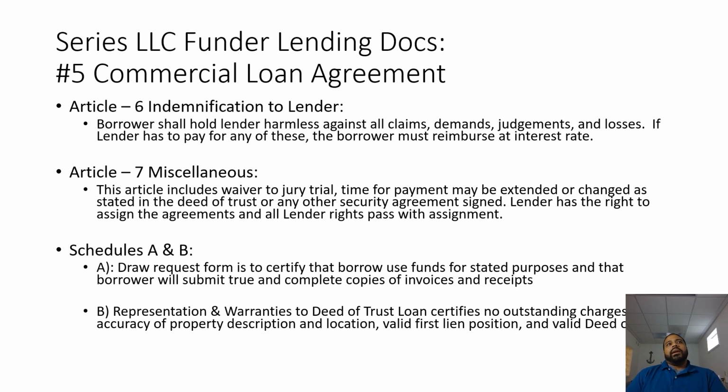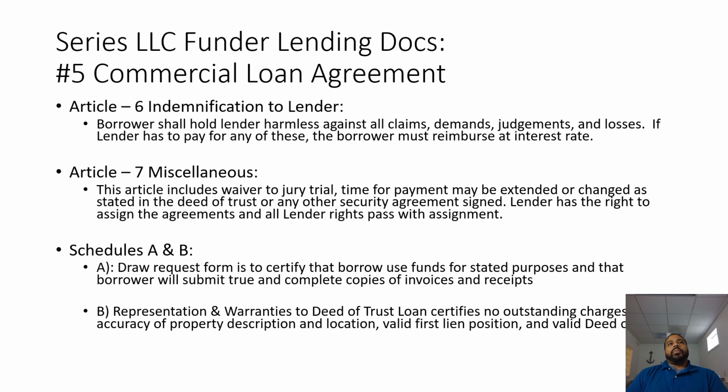Schedules A and B. Schedule A was a draw request form. And it basically was a form that certifies that the borrower is using the funds for the stated purpose and that the borrower will submit true, accurate, and complete copies of any invoices, receipts, of any work that was done by a subcontractor. So when the request for reimbursement or request for construction funds is submitted, those documents have to accompany the request.